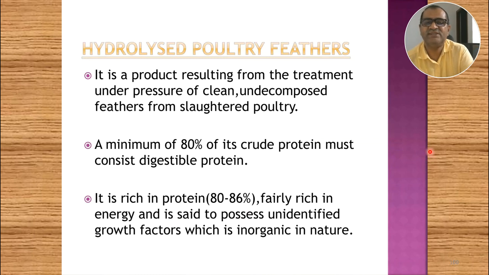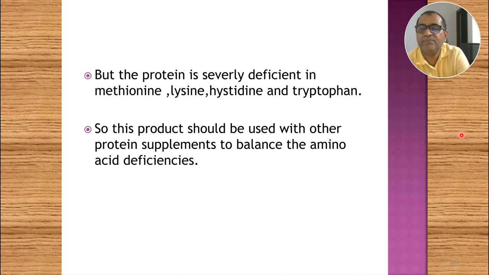Then hydrolyzed poultry feathers can also be used, and they provide crude protein to the extent of 80 to 60% of the feather. So it is fairly rich in energy, etc. It is inorganic in nature, but the protein is severely deficient in methionine, lysine, histidine and tryptophan.